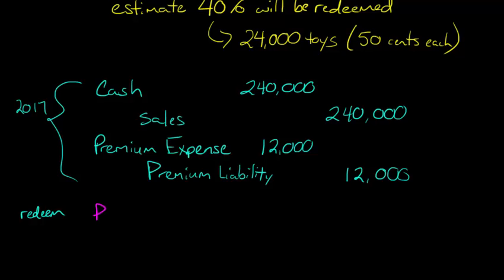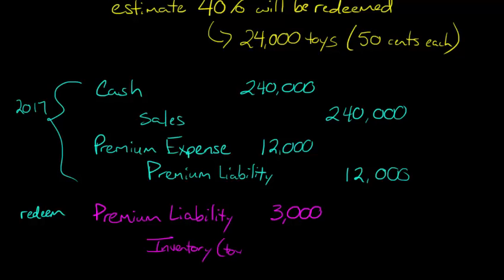We're going to reduce our liability account because it's no longer an obligation. Let's say they sent in $3,000 worth of toys. There's still $9,000 remaining that they haven't redeemed yet. So we reduce the liability by $3,000 as we actually perform the obligation, right? And what are we doing to perform the obligation? Well, we're giving out some inventory, specifically toy inventory. So let's put in parentheses here, toys.